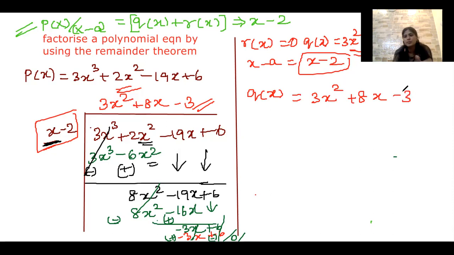Now I'm going to explain this problem with the splitting the middle term method. If I do that, I'll be having 3x square, and then I'm having 8x, right? So let me write the 8x as, give me a second. How can I rewrite the 8x? 9x minus 1x and minus 3.